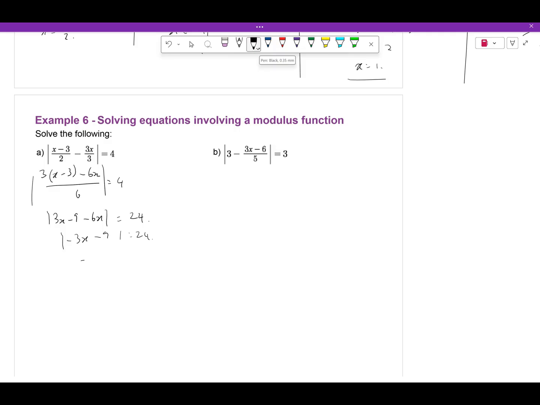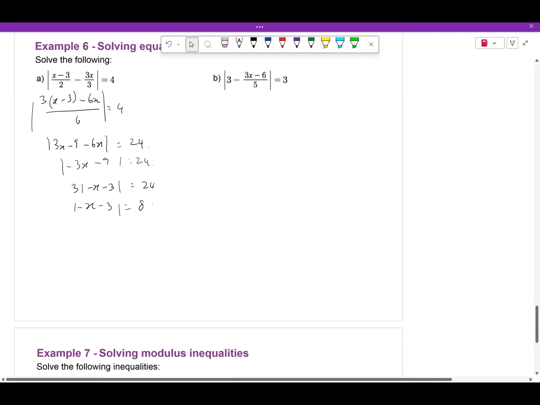That becomes a negative, not 3, but 3 bracket negative 9, negative 3, the modulus, which is equal to 4. So negative x negative 3 equals to 8 of the modulus. Okay? Because here the two negatives are actually the same, it is modulus of x plus 3 equals to 8. So sketch the graph.